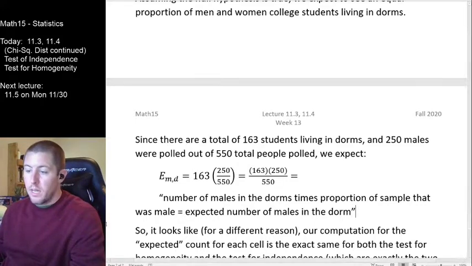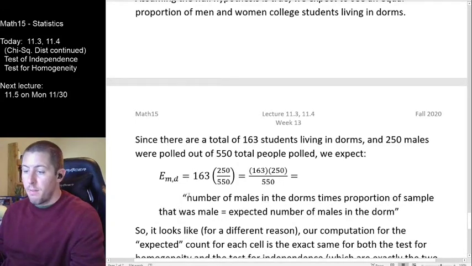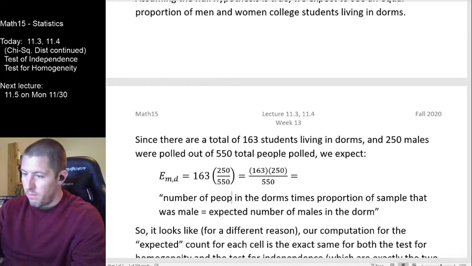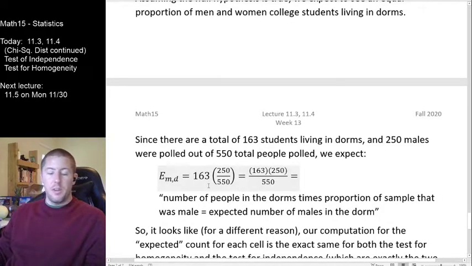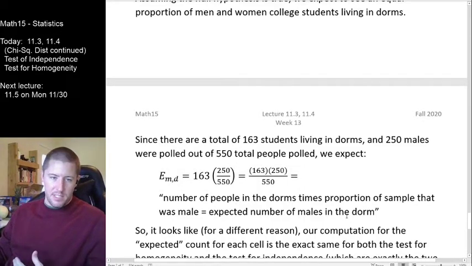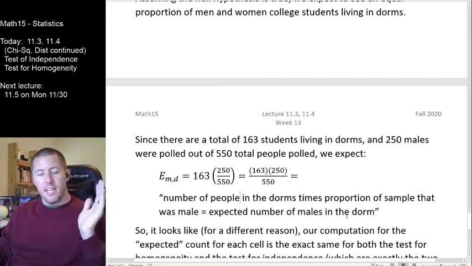Right? So it's the number of people in the dorm times the proportion of male. That's the important part right there. Number of people in the dorms, 163, times the overall proportion of our sample that was male, 250 out of 550, should give us the expected number of just males that are in the dorm if there is an equally likely, or if there is a uniform.